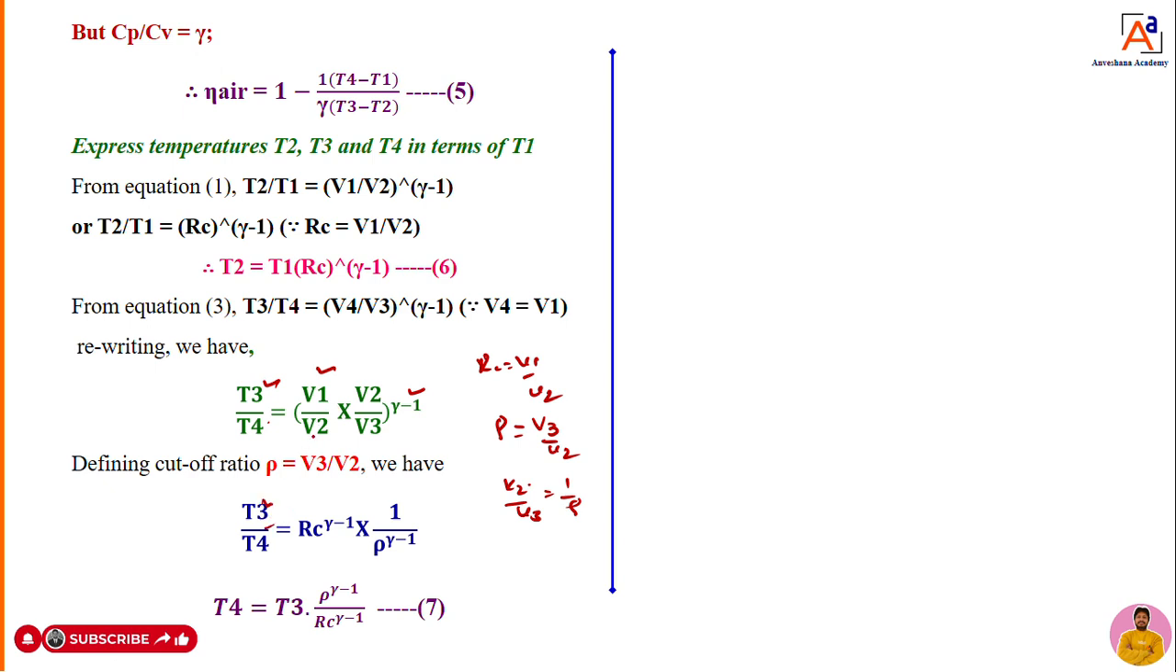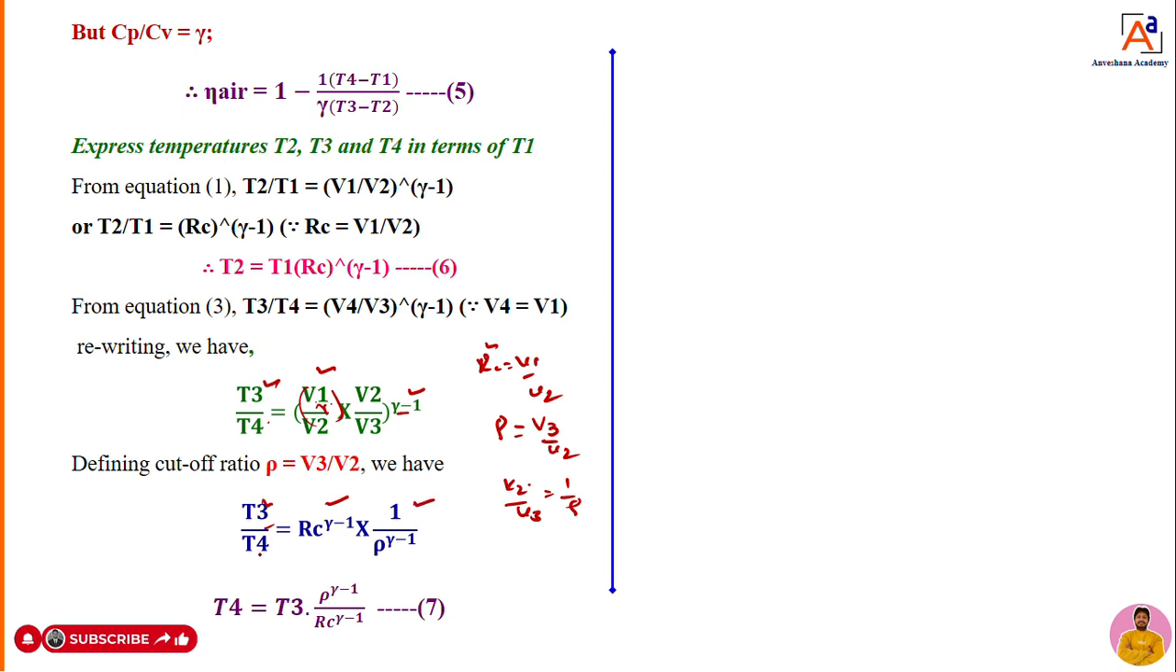So I substitute the same value here. T3 by T4 is equal to, with V1 by V2 being rc, rc to the power of gamma minus 1, into V2 by V3, which is 1 by rho, to the power of gamma minus 1. Again, this comes inside: 1 divided by rho to the power of gamma minus 1. So this is T3 by T4.